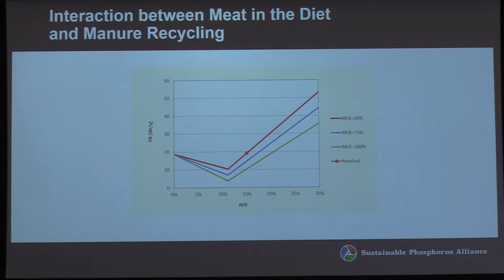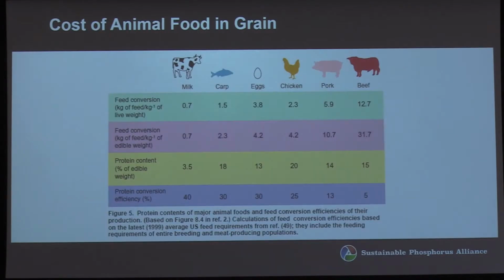The other interesting thing shown here is the interaction with manure use efficiency, because one of our hypotheses was that if we recycle more manure, well, that might reduce the sensitivity to animal food in the diet. And that's true, but maybe not quite as strong as we expected. So the blue and the green lines are at different levels of manure recycling. Even if you recycle, the green line, 100% of your manure, you don't wipe out this effect of reducing animal food in the diet. So that's an important thing.